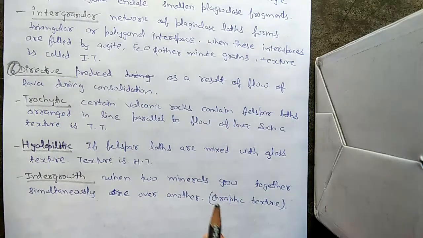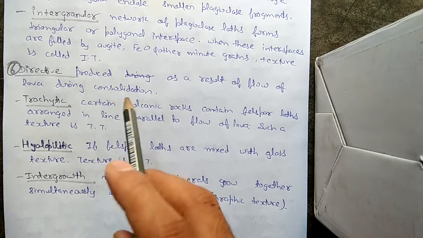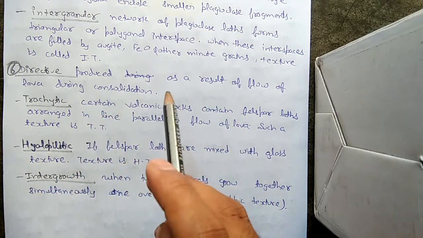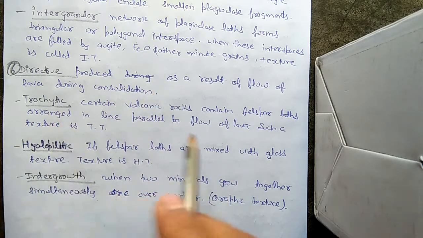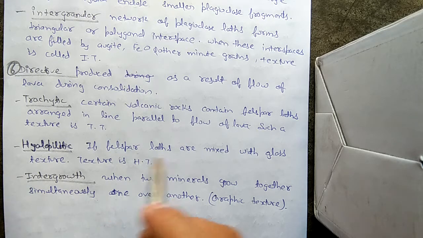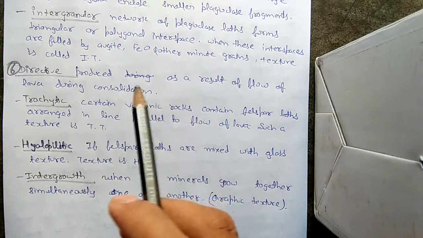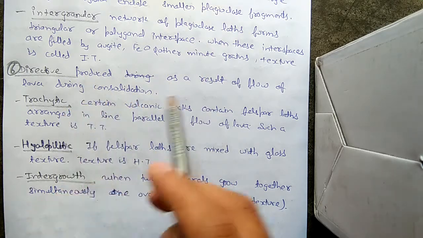The last categorization is directive texture. What is a directive texture? The texture produced as a result of flow of lava during consolidation. Suppose the mass is consolidating, and some lines or flow marks are left on it by the flowing magma. Then this texture is called directive texture.